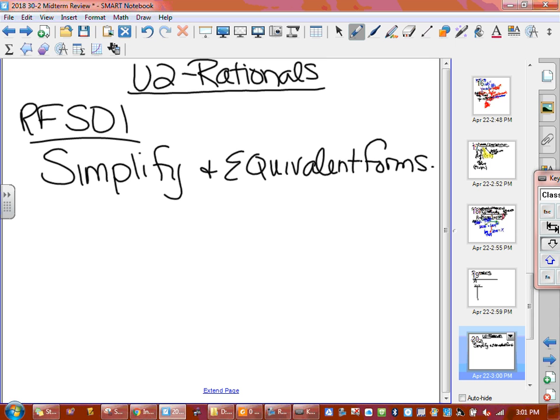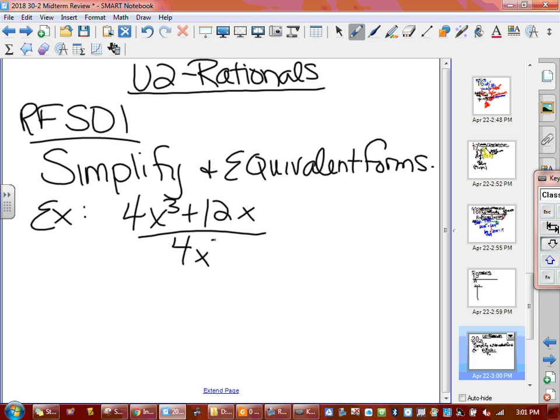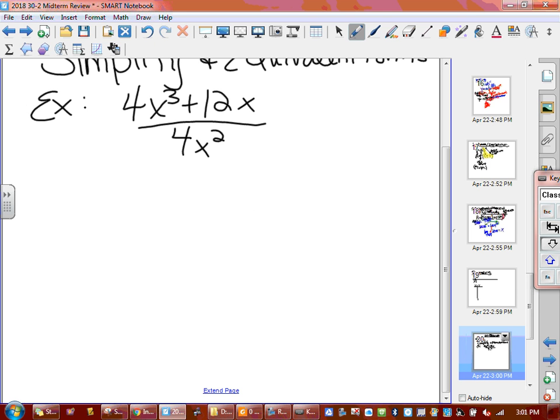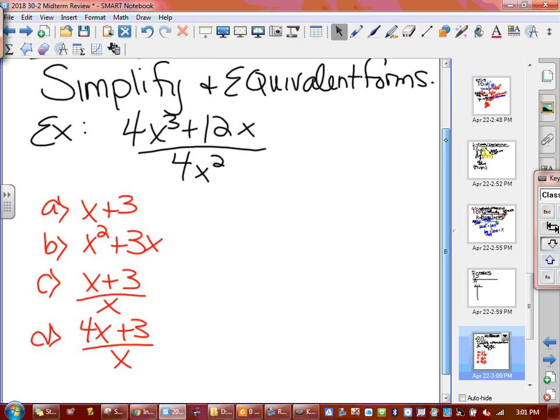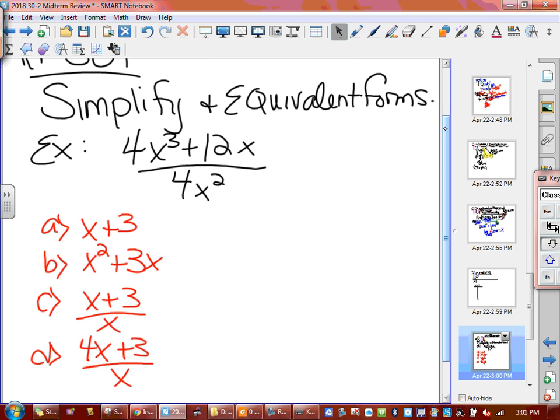So, an example of that would be, you've got 4x cubed plus 12x over 4x squared. And you've got choices: x plus 3, x squared plus 3x, x plus 3 over x, 4x plus 3 over x. Okay. So we need to be able to simplify and do equivalent forms. Again, equivalent forms basically means simplifying.